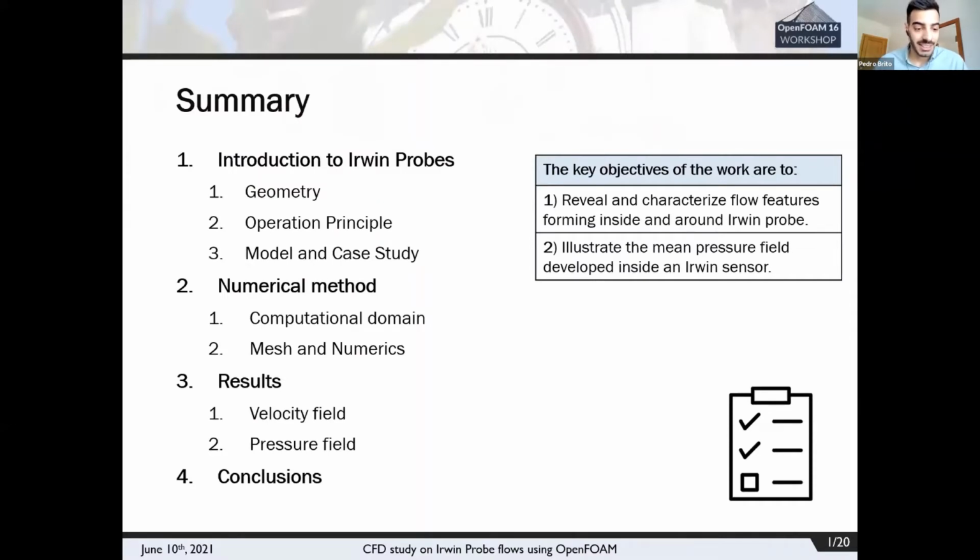I will start by explaining what an Irwin probe or Irwin sensor is after all, and what it is used for. Then I will illustrate the adopted numerical method for the simulations. And in the results, I will reveal the complex flow field developed inside and around an Irwin sensor, which is still undisclosed in the literature. And then I will end the presentation with some brief remarks.